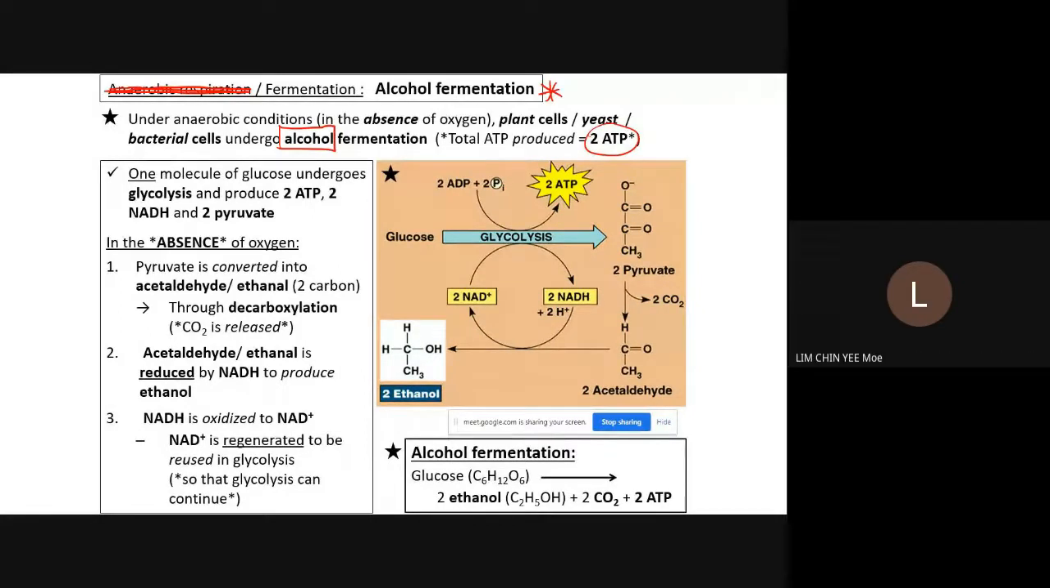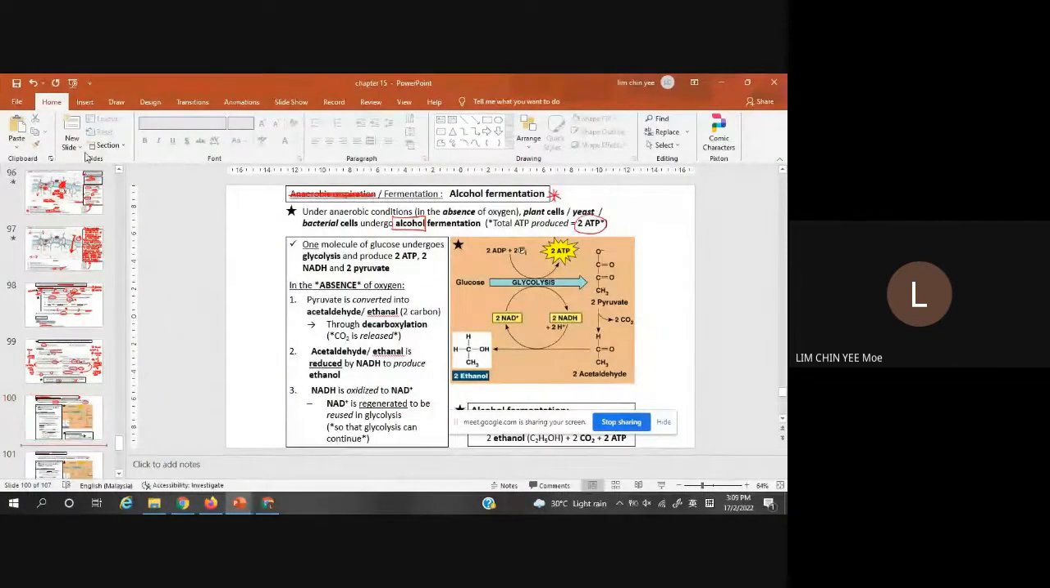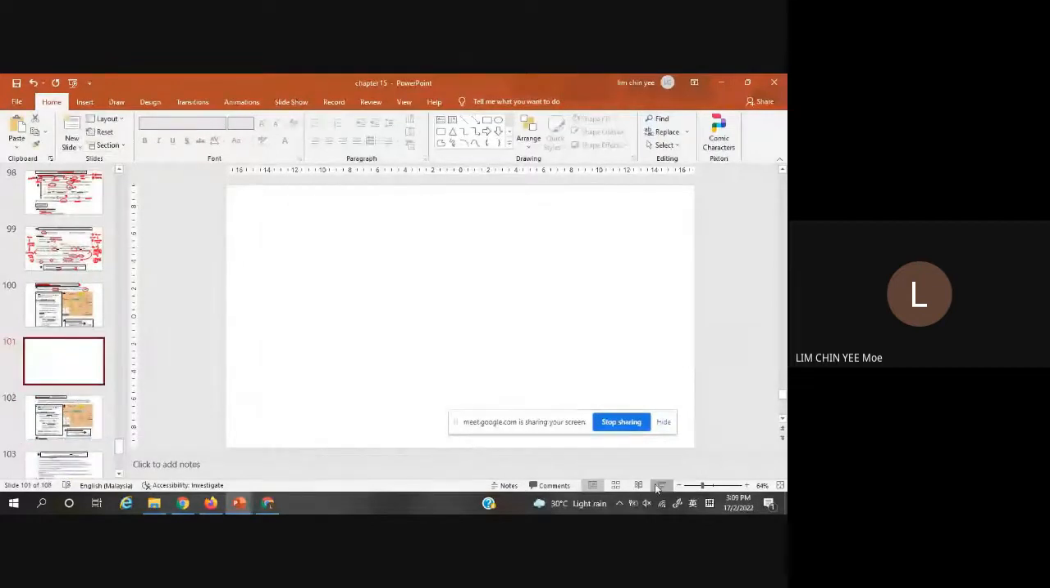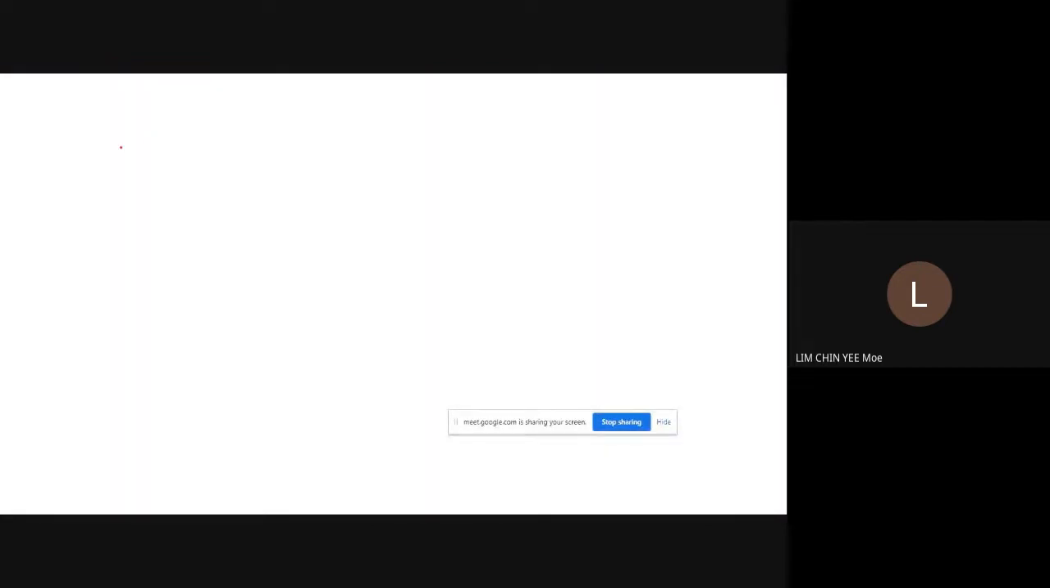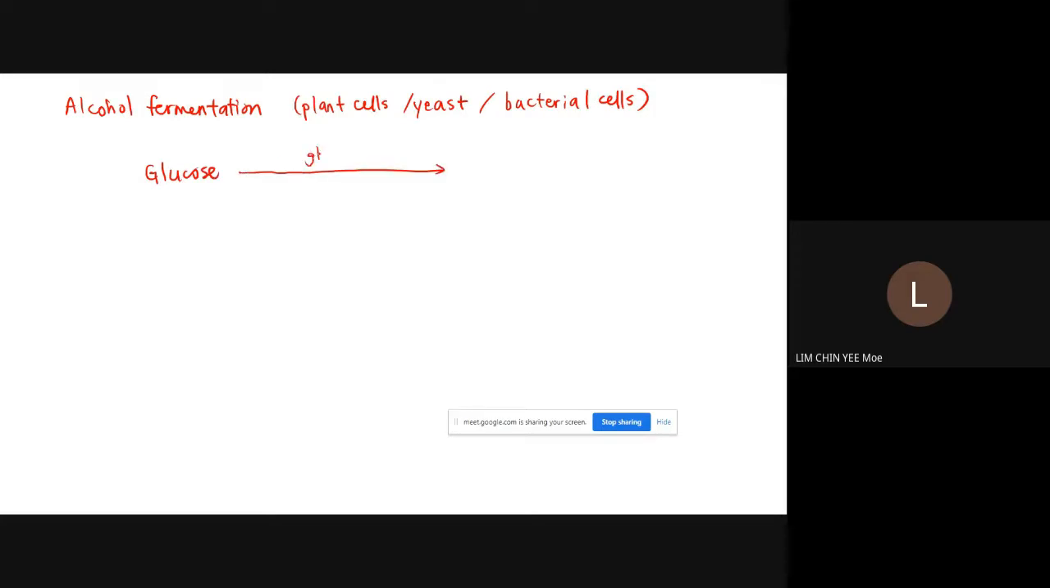Right. So this one is quite easy to understand, to be honest. Let's see. Okay, kita tengok yang Miss lukis lah. Okay, first of all, kita start dengan glucose. Dia mesti start dengan glucose. So let's start with alcohol fermentation first, which happens in the plant cells. Yeast means yang dalam roti itulah alcohol fermentation. And then, or some bacterial cells. All right. So the first one mesti glucose. And then from glucose, during glycolysis, dia akan form pyruvate.